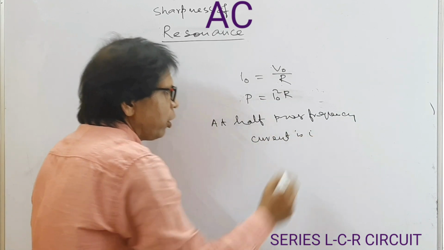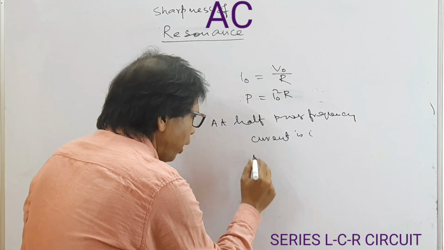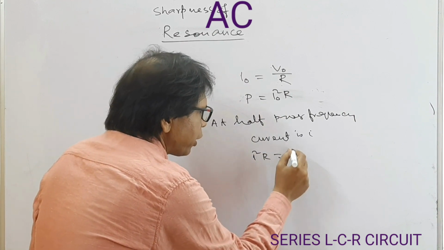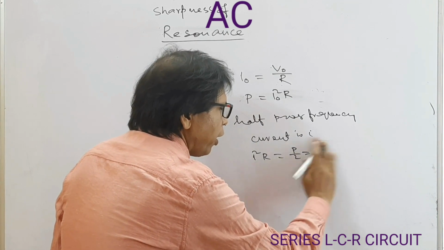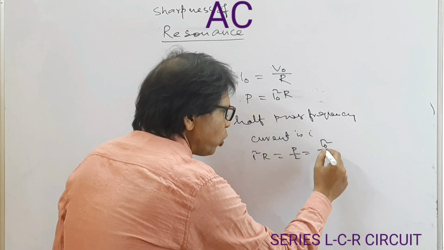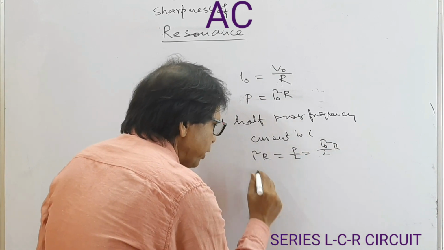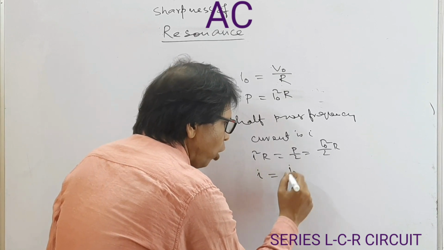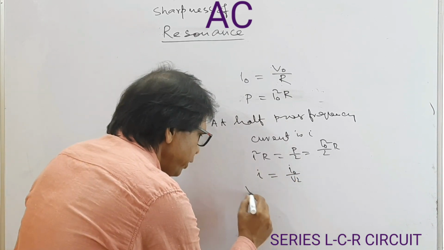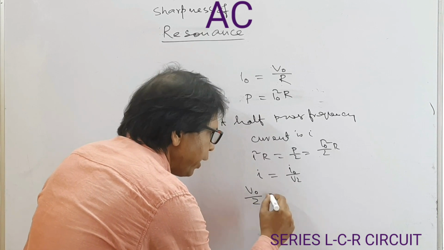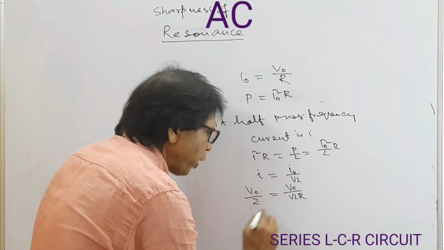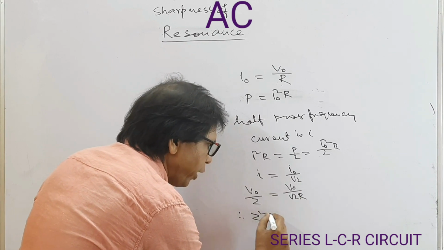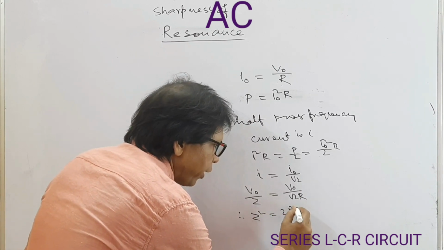Current is I. Look at this, here power I square R is equal to half of P. So this is I naught square by 2 into R. So I equal to I naught by root 2. This is V naught by Z and this is V naught by root 2R. So Z square equal to 2R square.